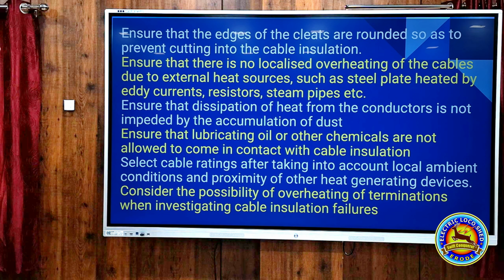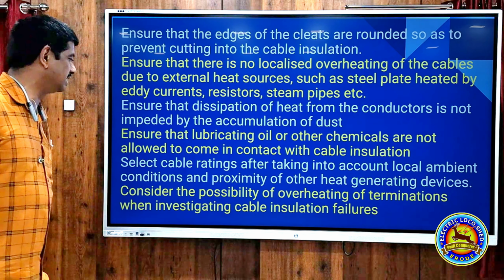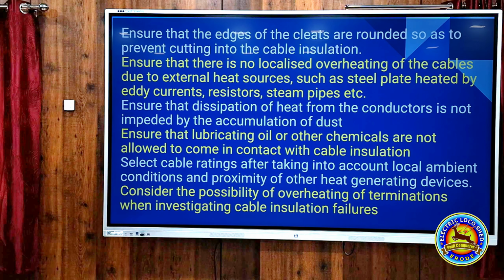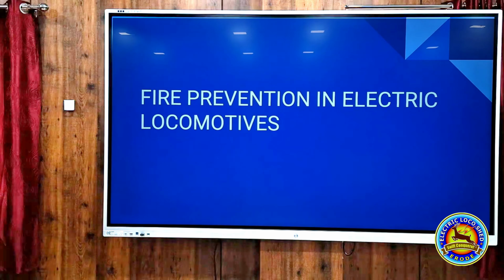Consider the possibility of overheating of terminations when investigating cable insulation failures. Wherever there is a cable insulation failure, we have to analyze the cable crimped area also for the reason, because there are high chances of the cable getting overheated due to poor contact in the crimped area.